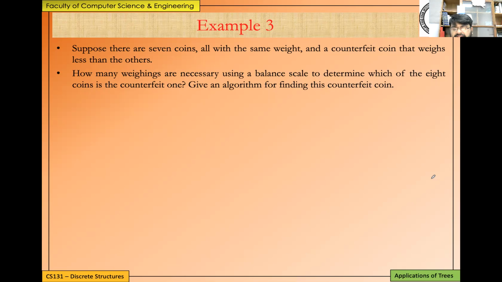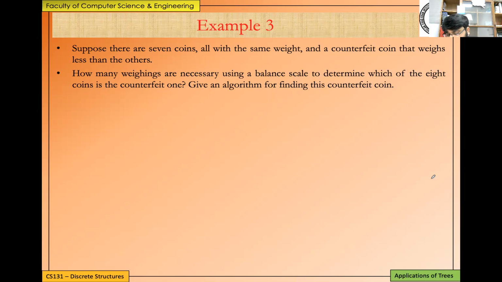And in this case, if you notice, we just made 3 weighings: first with 8 coins, right, divided into 4 and 4, then with 4 coins divided into 2 and 2, and finally with 2 coins divided into 1 by 1. And in this case, this is a quicker or a faster way. We got our answer in just 3 weighings.